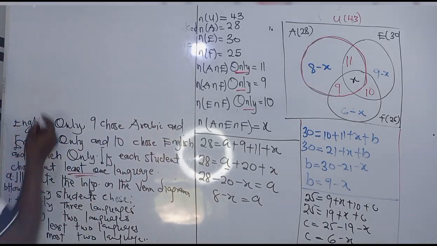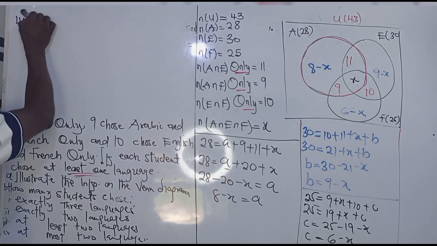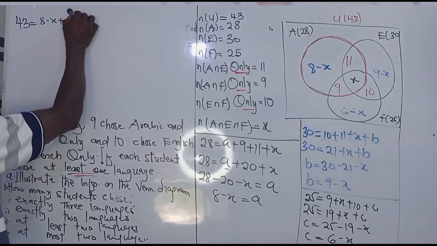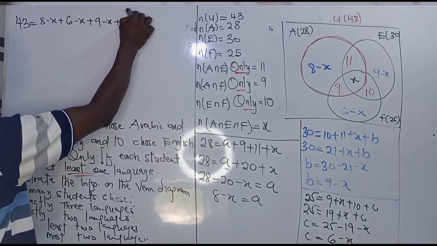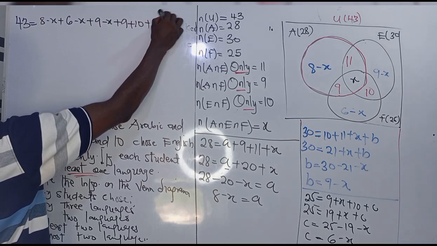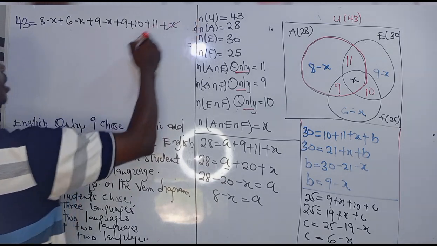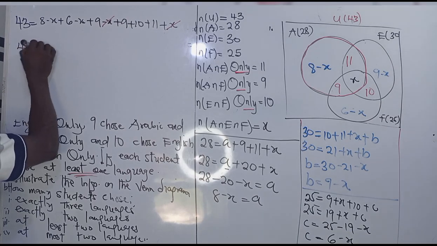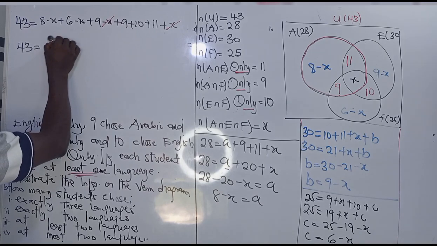So we are saying that the number of students in the class, which is 43, is equal to 8 minus X plus 6 minus X plus 9 minus X plus 9 plus 10 plus 11 plus X. So we can see that some of the X's can cancel. This X will cancel this negative X. So we are going to have 43. Now when we sum all these numbers together, we are going to get 53.